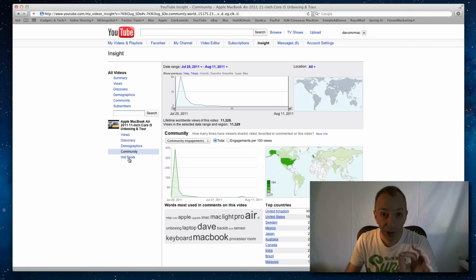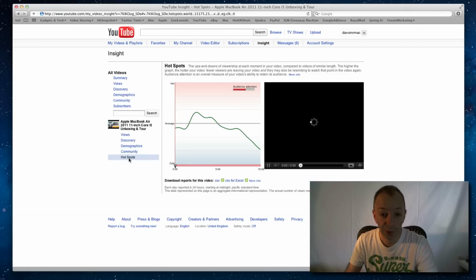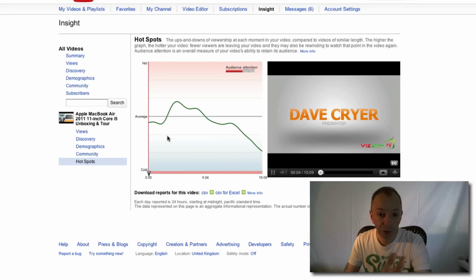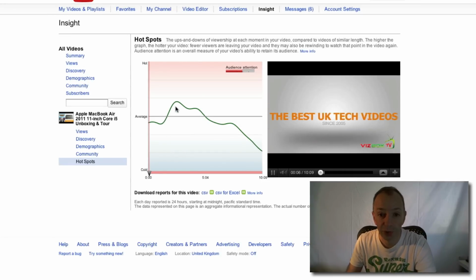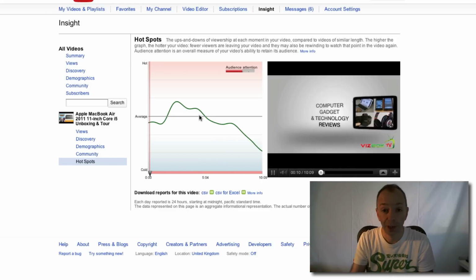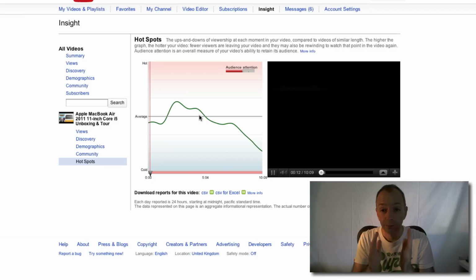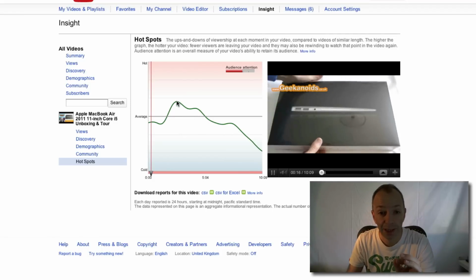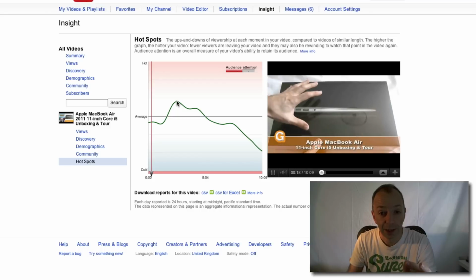But probably the most useful part for me on insight on an individual video is the hotspots. And this shows the video playing. The red line moves across as it's playing. It shows you hotspots as to where people have lost interest and clicked away from your video. This is really important. Very, very important. This is your audience's attention. You can see when it peaks, so you can see what they're liking in your video.